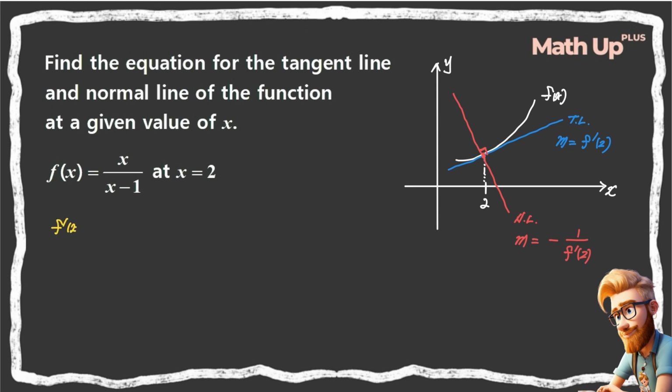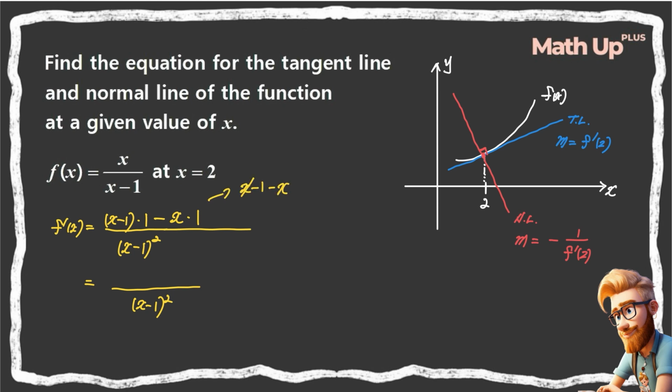F prime of x is equal to, if we use a quotient rule, x minus 1 squared, low d high, derivative of high, minus high, derivative of low, which is equal to 1. If we simplify this, denominator we have x minus 1 squared, numerator that's x minus 1 minus x, so that is equal to negative 1. So we know that slope at x equal 2 is equal to negative 1 over 2 minus 1 squared, that is negative 1.